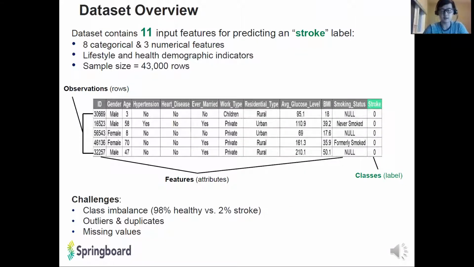This dataset comes with 3 major challenges. First, this dataset was highly class imbalanced. What that means is about 98% of the observations were non-stroke, healthy cases, and only 2% of the observations are stroke cases. The second thing is there are some obvious outliers and duplicates. And third, some missing values on certain features.